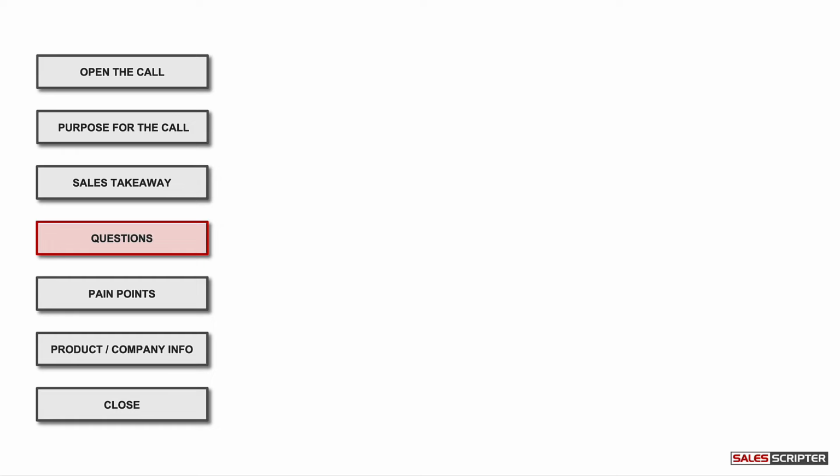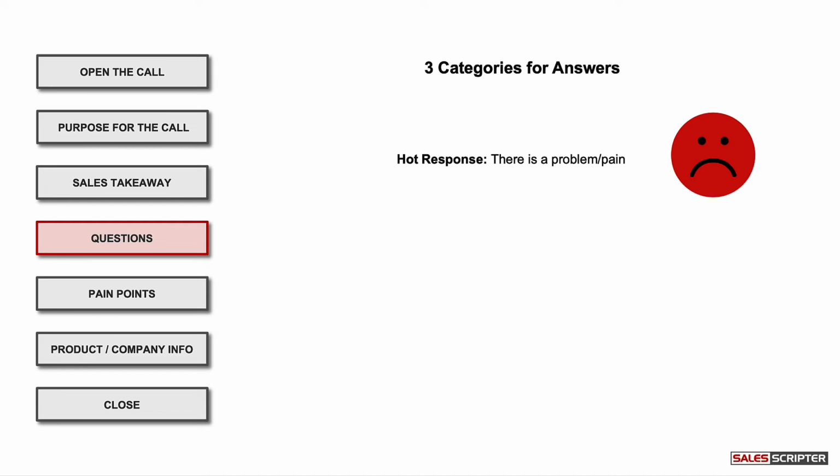But the cold call process provides a system that can make it much easier to figure out what to say for all the different ways the prospect can respond. And the way that we do that is we actually provide 3 categories that you can use for all of the different ways that the prospect can respond to all of your different questions. The first category is a hot response.